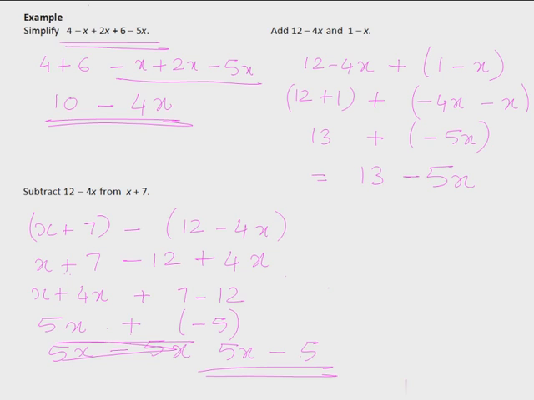You just group like terms. Like terms are terms which have the same variables with the same powers. In these questions, of course, the only like terms were terms in x and constant terms, terms without a variable.